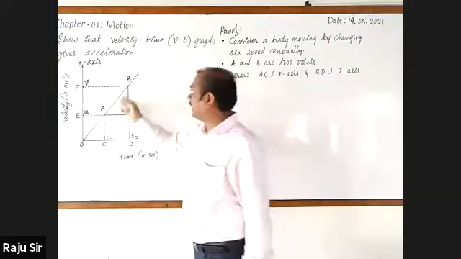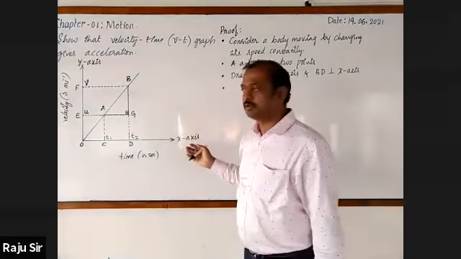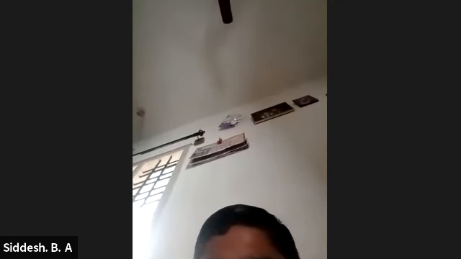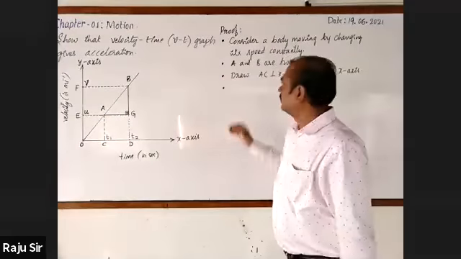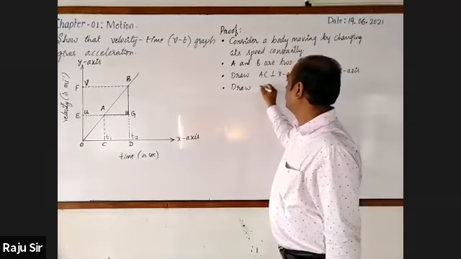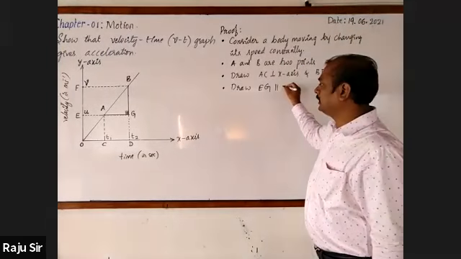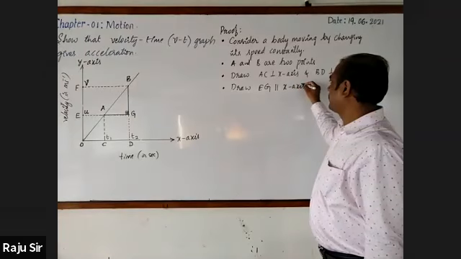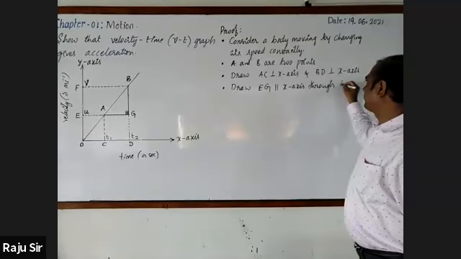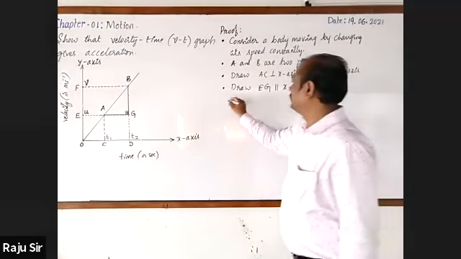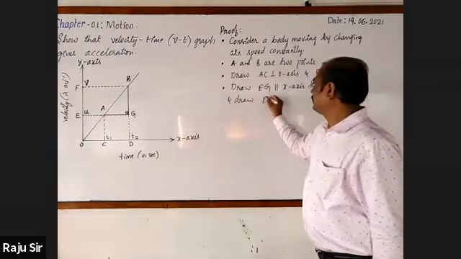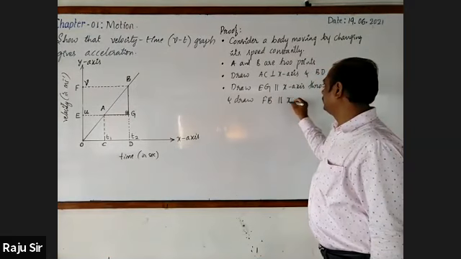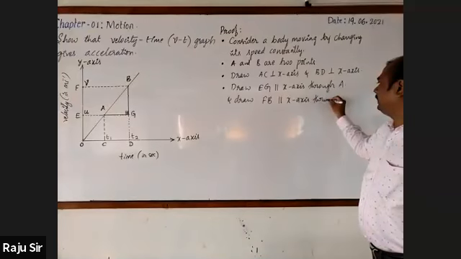Next, we have drawn 2 lines parallel to the x-axis. One is EG through A and another one is FB through B. Draw EG parallel to the x-axis through A, and draw FB parallel again to the x-axis through B.